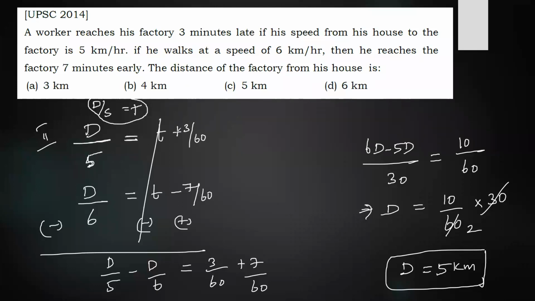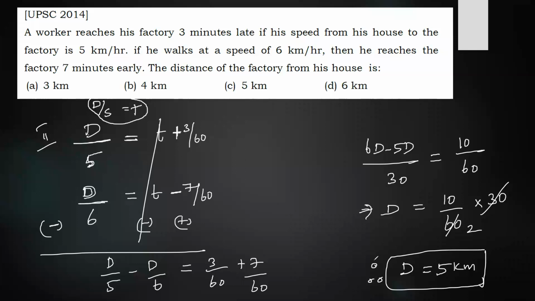Time taken is late, so plus normal time is t. So normal time plus 3 minutes late. Same distance by different speed but earlier, so minus. That's all. We are solving this. Solving the two equations, you will get the answer.